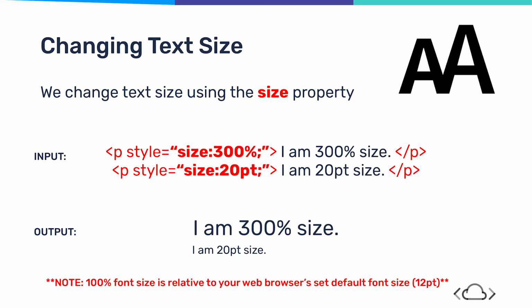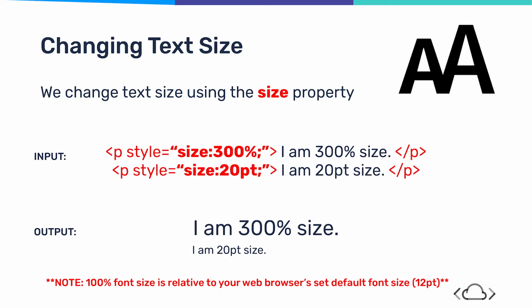In order to change text size, we use the size property. There are many ways to adjust the size of your text. We'll focus on two types of values when it comes to using the size property in this lesson: percentages and points. Percentages are a great way to keep things responsively scaled on a web page. Notice the example input with 300% size. Whatever default font size the web browser is set to, more often than not 12 points, the computer automatically adjusts the size of the text to 300% of that.